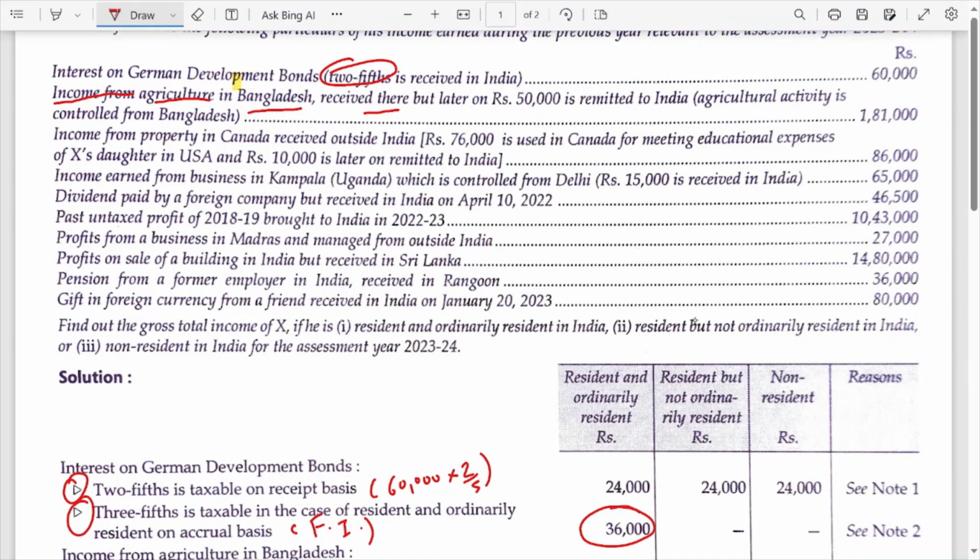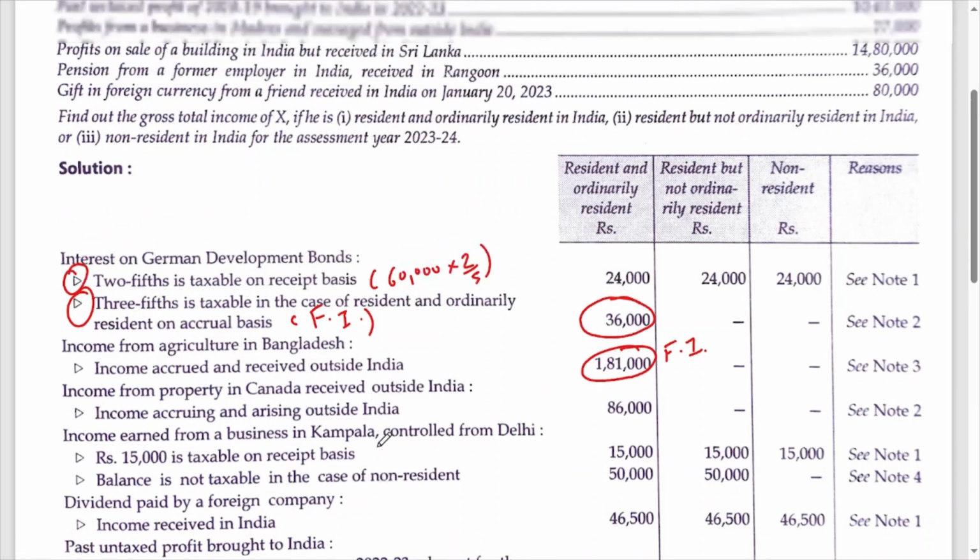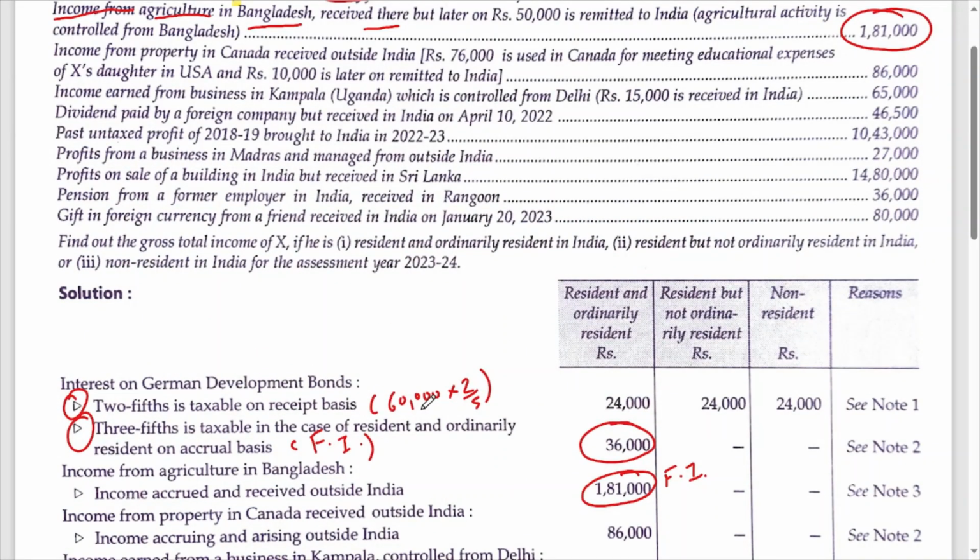Then the agricultural activity is controlled from Bangladesh. So remember, controlling is not the criterion to decide whether it is Indian income or foreign income. So this 1,81,000 is considered as foreign income and it is taxable only in the first category. That is why the note is written: income from agriculture in Bangladesh, income accrued and received outside India. So the full 1,81,000 is taxable in case of ROR as it is a foreign income, and in the remaining two categories it is not taxable.